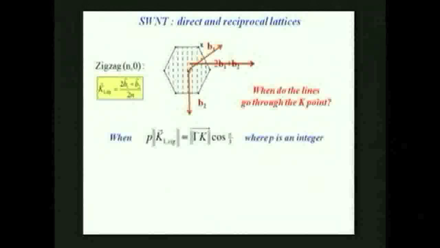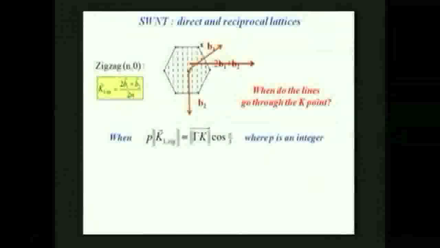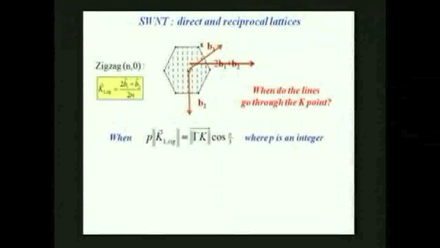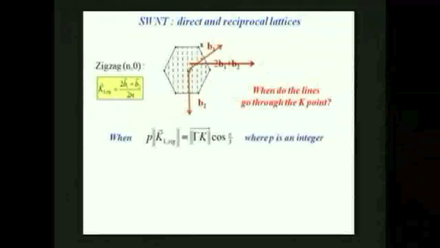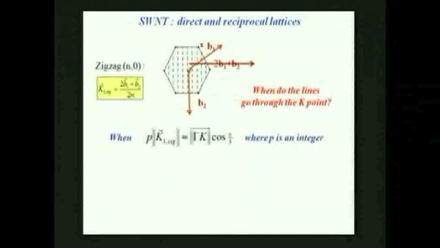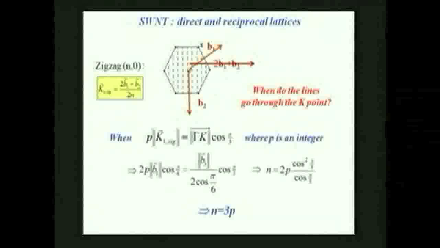But if you don't validate this relation, you will not have any of the cutting lines going through the K point. In the first case, you will have metallic nanotubes. In the second case, you will have semiconductors. So now it's just mathematics. So K1 is defined like that.